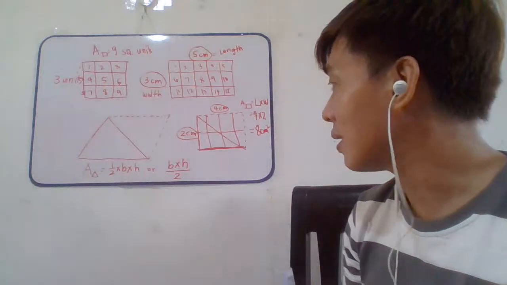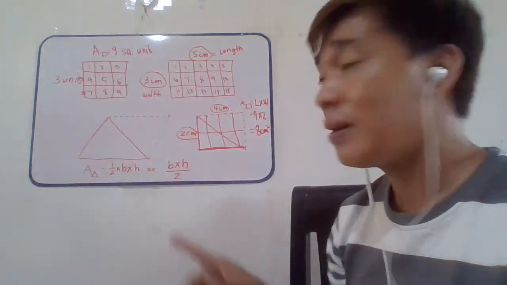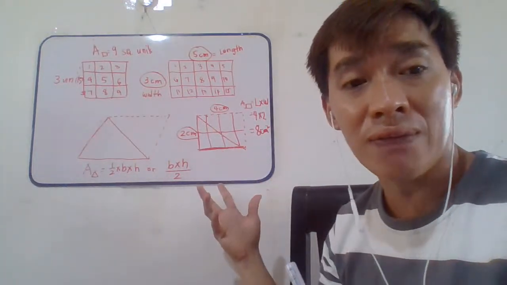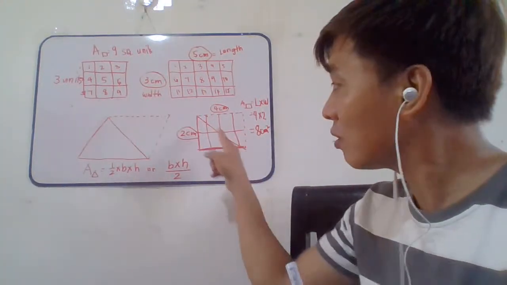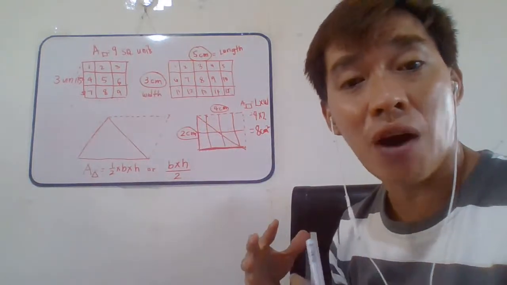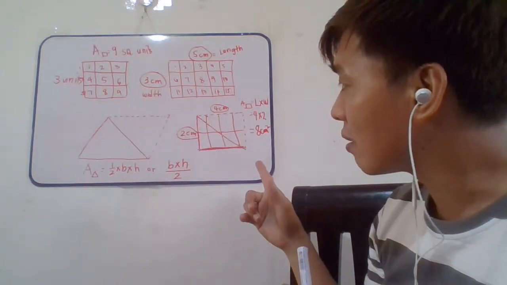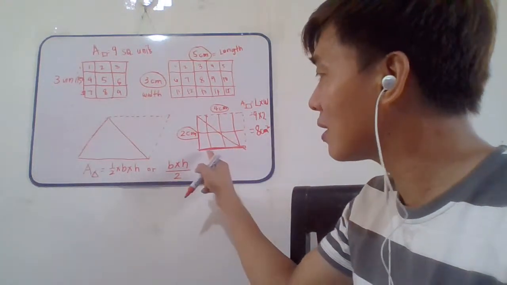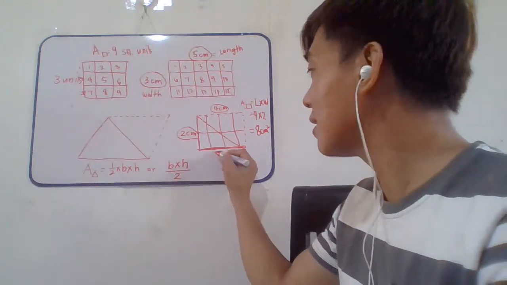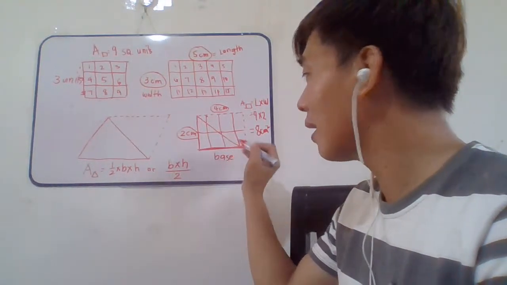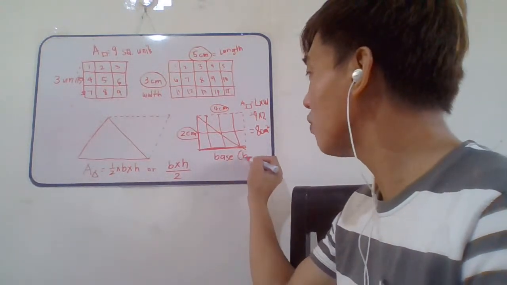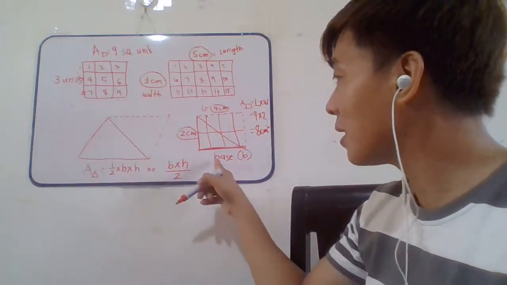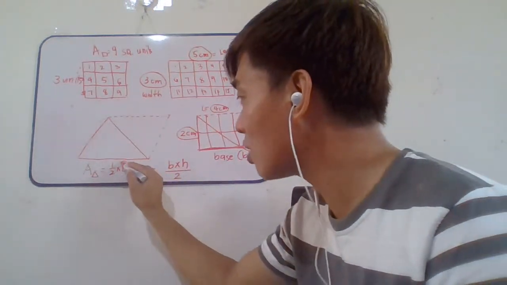But this problem is not a rectangle. That is a triangle. And the triangle here is only half of the rectangle. And if you could notice here, since it is half, this portion of the triangle is not anymore the length, but this is now the base of the triangle. So instead of using length for a rectangle, for a triangle, that is called base. That's why this is the base.